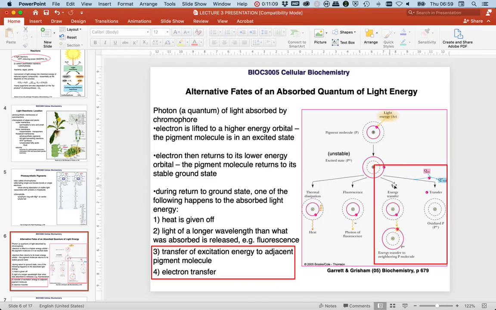And then the 3rd and 4th scenarios that are shown on the diagram are those that are involved in photosynthesis. The 3rd, one of them that's in the red box, is energy transfer. It's also known as excitation energy transfer. And this is where the energy absorbed by the first chromophore is passed to a second chromophore. It's just the energy that's passed. And then the 4th scenario is where we see an electron transfer happening, so that the original pigment molecule that picked up the light energy becomes oxidized, and another molecule becomes reduced. So it's these last 2 scenarios that are part of photosynthesis, or make up the light harvesting reactions of photosynthesis.